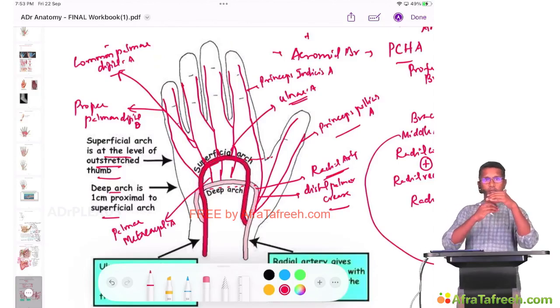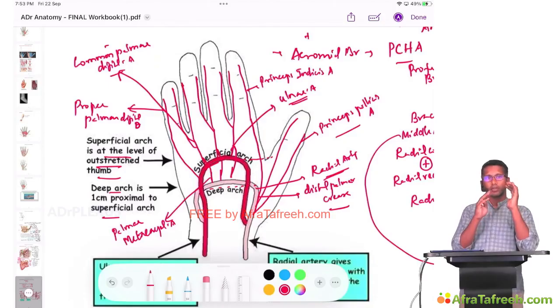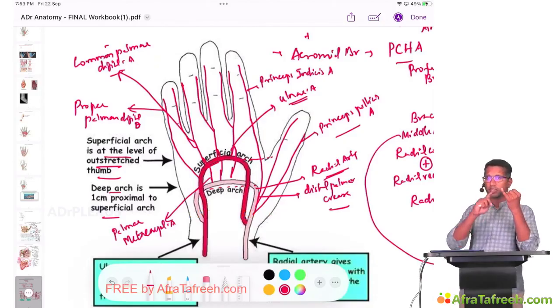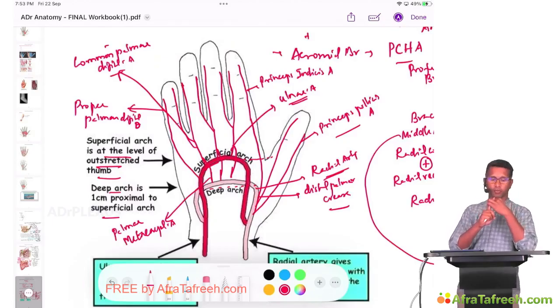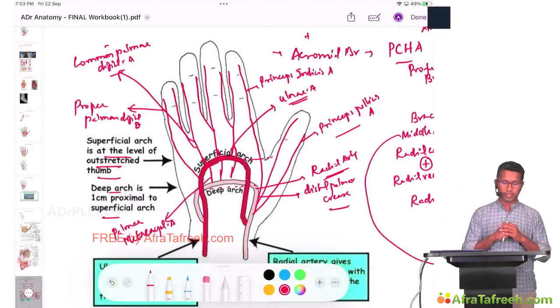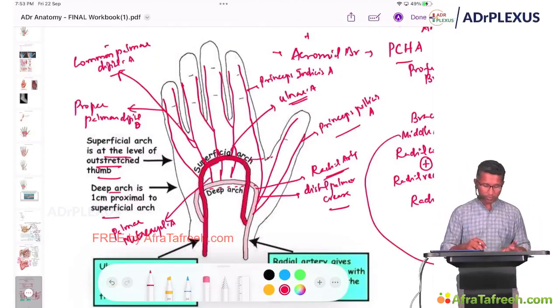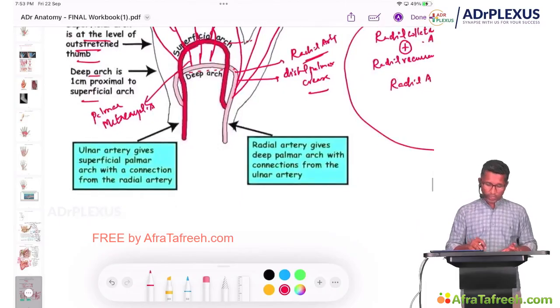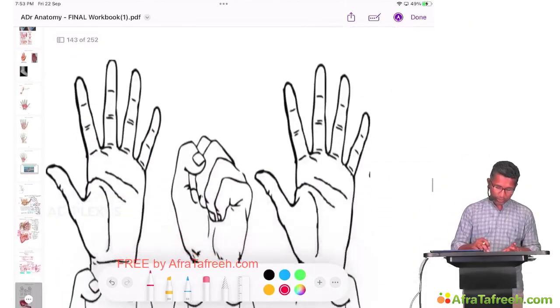So you have the superficial palmar arch and the deep palmar arch. The only main thing is, they will ask you this: the superficial palmar arch is formed by the ulnar artery, and the deep palmar arch is formed by the radial artery, okay. So with this background, we'll go to the next topic.